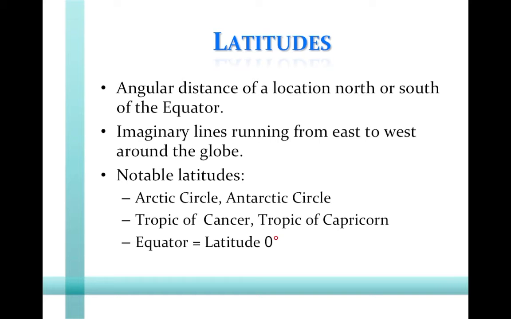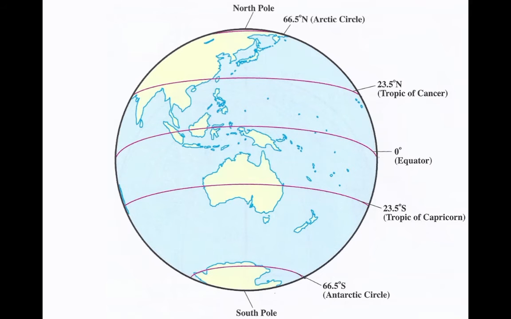Now you need to know where these latitudes are located. This diagram shows you these latitudes. We have 0 degrees, which is the equator. North of the equator, we have 23.5 degrees north, which is the Tropic of Cancer, and 66.5 degrees north, which is the Arctic Circle. South of the equator, 23.5 degrees south is the Tropic of Capricorn, and 66.5 degrees south is the Antarctic Circle. Again, you need to be able to locate these latitudes on the map.